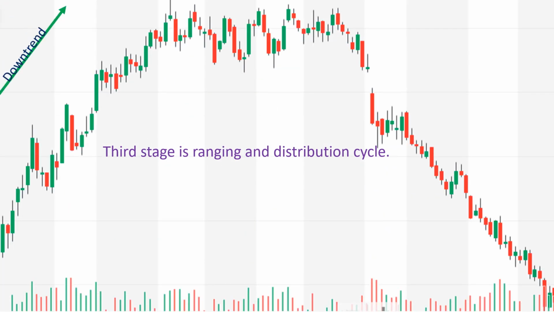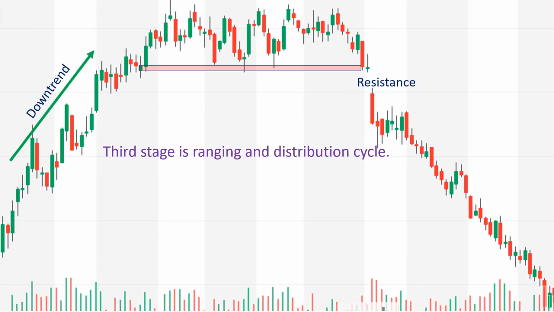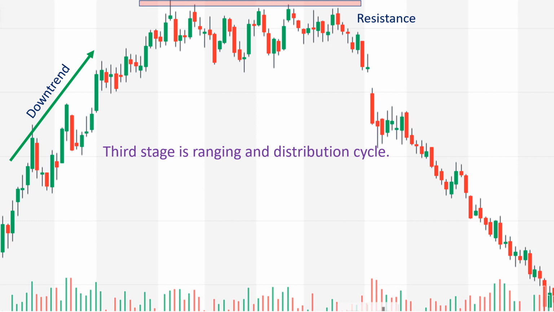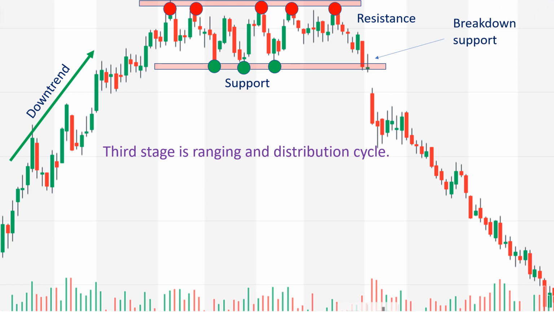This is the price trend and the price is going upward. This is the resistance area, that's the support area. Number of touches in resistance area, number of touches in support area. During this transition, the price is ranging, consolidation, and distribution between 2 strong support and resistance levels. And finally, the price breaks out of this support and goes out of stage 3 by strongly trending downward.